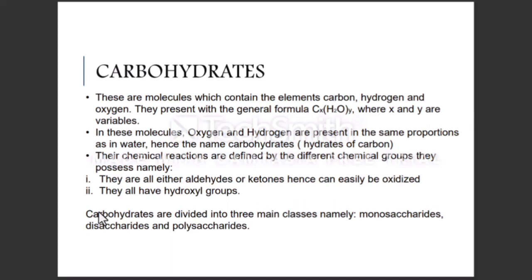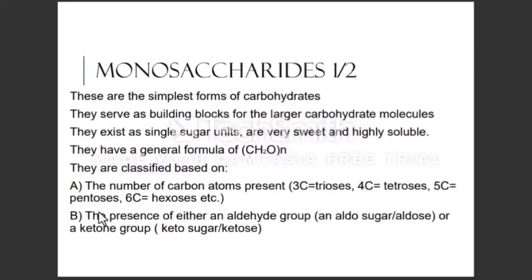So now we are going to say that, and you all know that carbohydrates are divided into 3 main groups. That is monosaccharide, disaccharide, and polysaccharide. So let's start with monosaccharide. So monosaccharides, they are the simplest forms of carbohydrates. They serve as the building blocks for larger carbohydrate molecules.